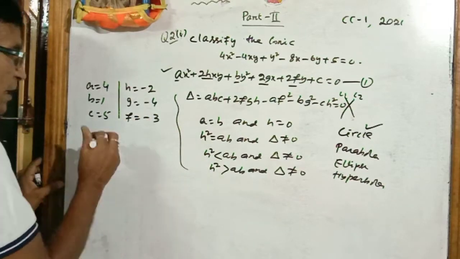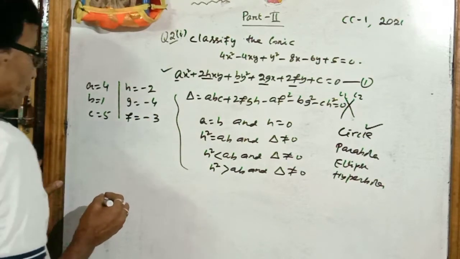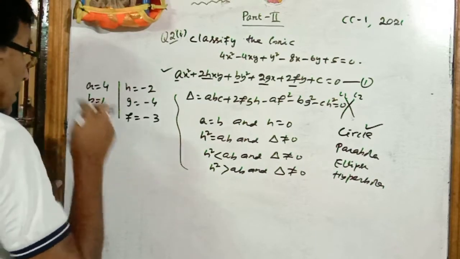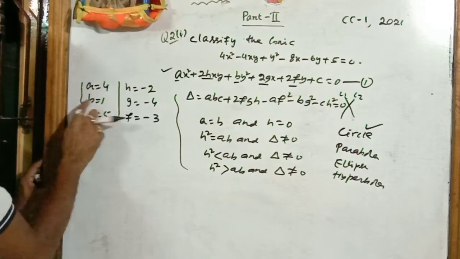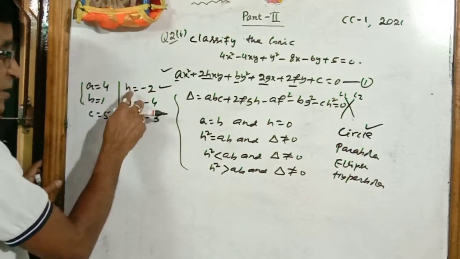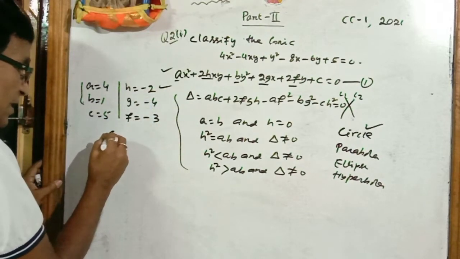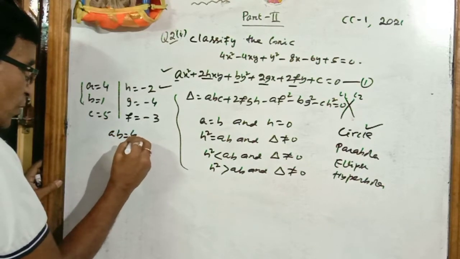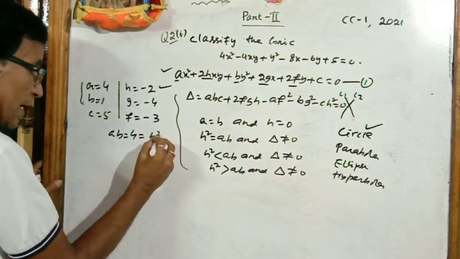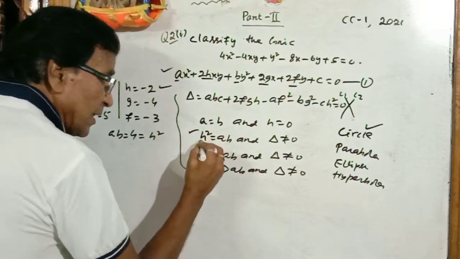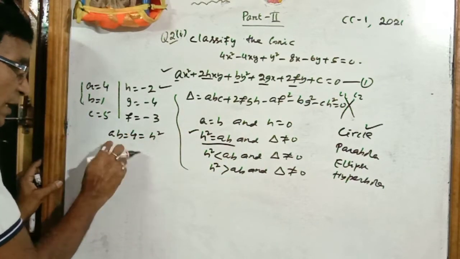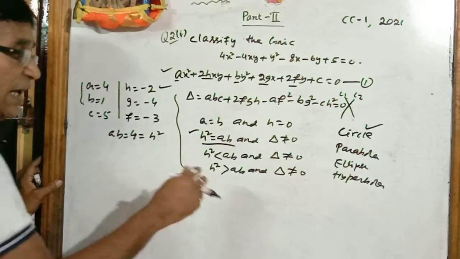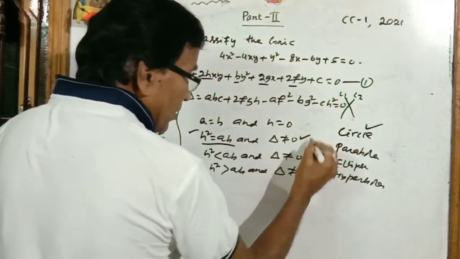So first of all, here you see, what is the value of AB? AB is equal to 4. And what is the value of H square? H square is 4. So since here AB is equal to 4 is equal to H square, this condition is satisfied. That means H square is equal to AB. And again we have to check whether delta is not equal to 0.